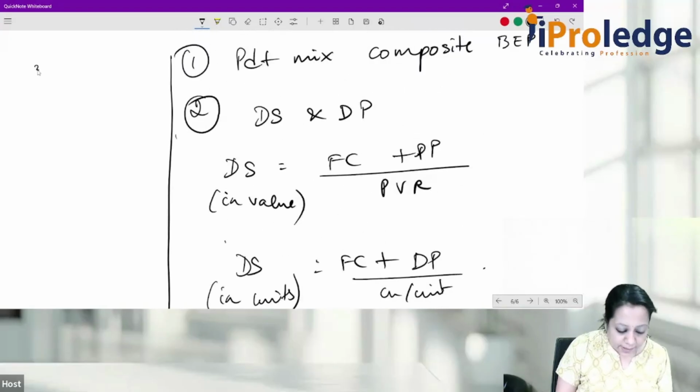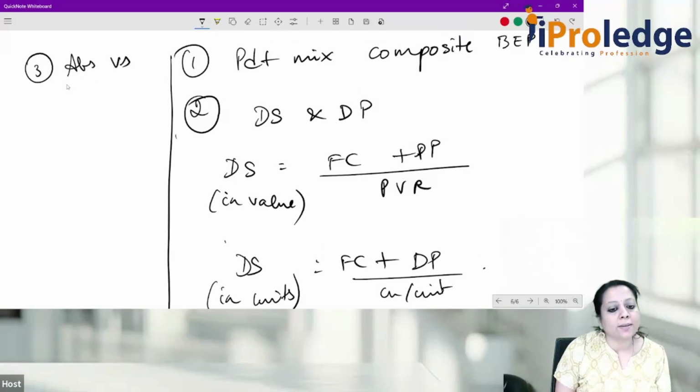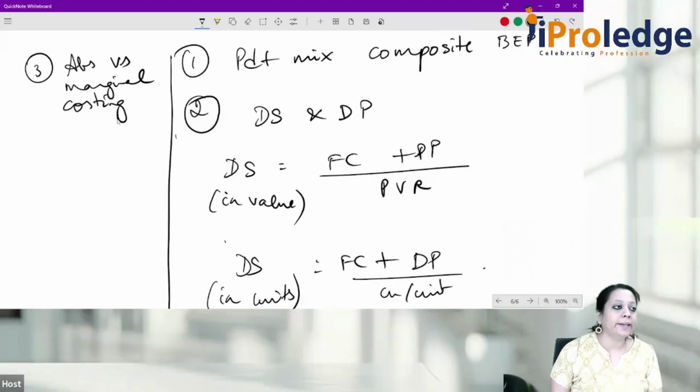Then the next one is absorption costing versus marginal costing. Today I'm not going to do it, but I have done it in the regular lectures. It's very time consuming, so I didn't do that. But in detail with the notes, so what is the reason? Everything we have discussed. Okay? Yes, ma'am.